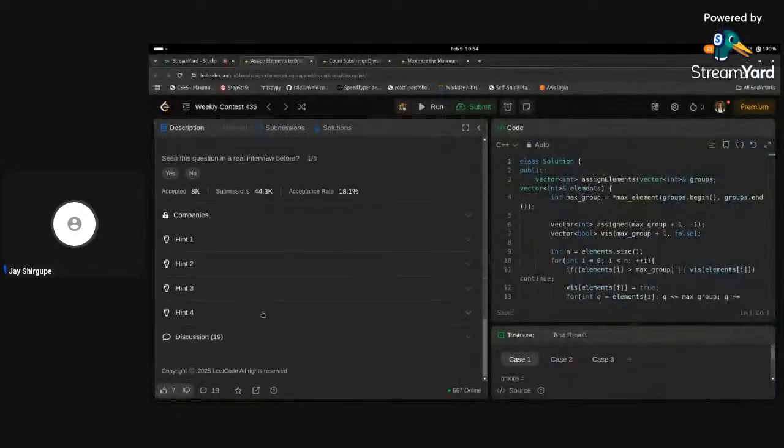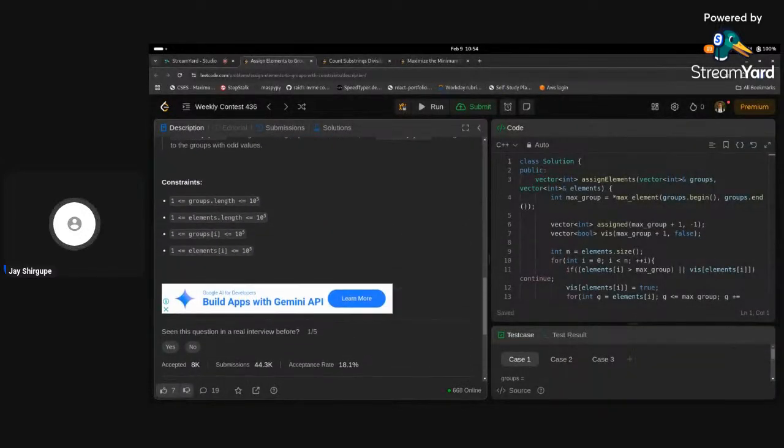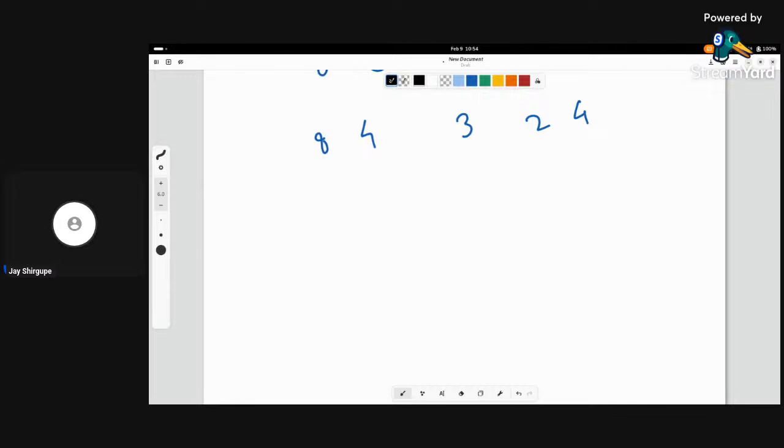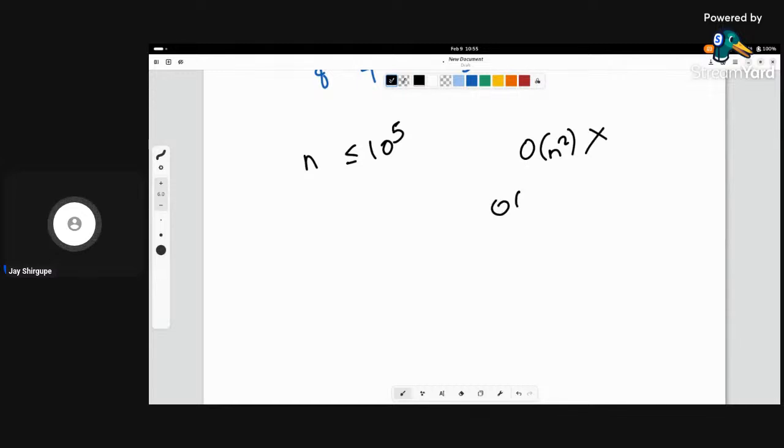Also, the constraints for this problem are that your groups length is up to 10 power 5, your elements length is up to 10 power 5, and both the groups and elements values are between 1 and 10 power 5. So basically your n, which is the maximum of the number of groups and the number of elements, is up to 10 power 5. So you can't have an O of n squared solution over here. That won't work. That would lead to a TLE. But you can have an O of n or O of n log n solution over here.